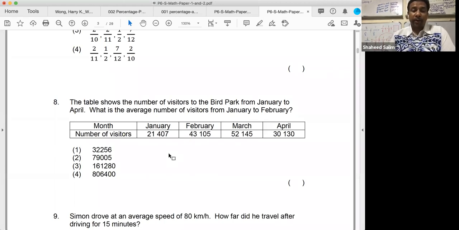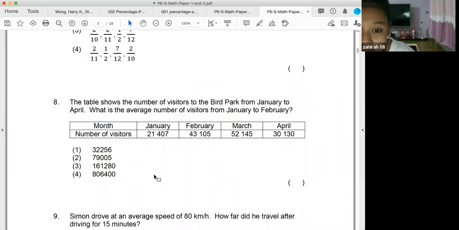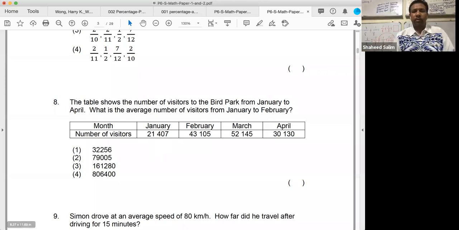Actually, this type of question, sometimes we can just estimate. 30,000 plus 52,000 plus 43,000 plus 21,000. How much is that? Divide by 4. So then you know which one is out. Your answer is number one. Let me see. 21. Unless there's a mistake in the question again. If there's a mistake in the question, oh no.